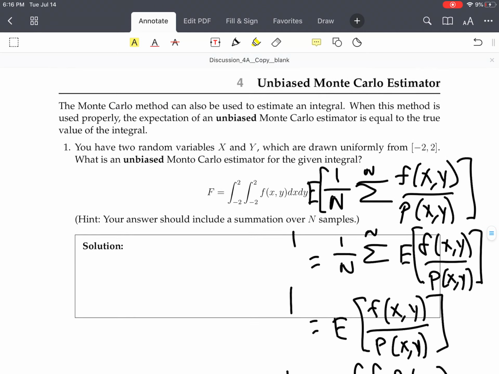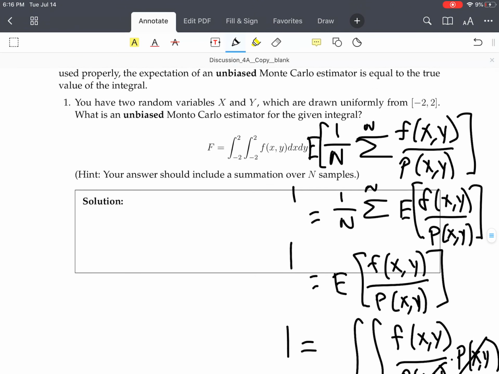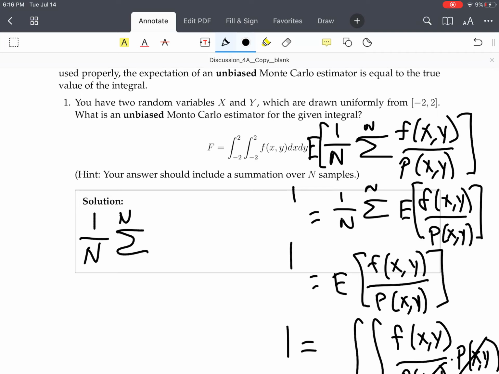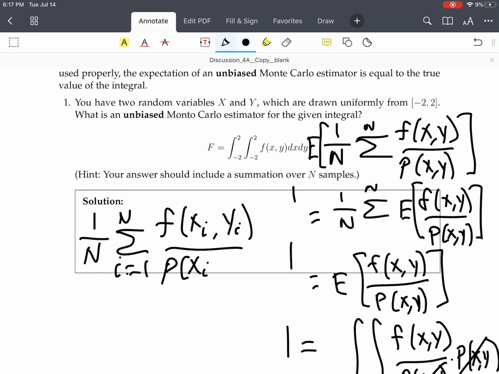And then let's get into the specifics of this particular problem, right? So we can set up the same thing. Our estimator is going to look like 1 over n, summation over i equals 1 to n, of f of xi, yi over p of xi, yi, right?